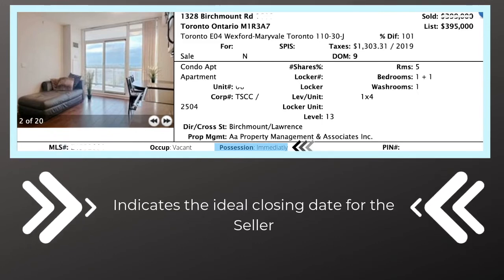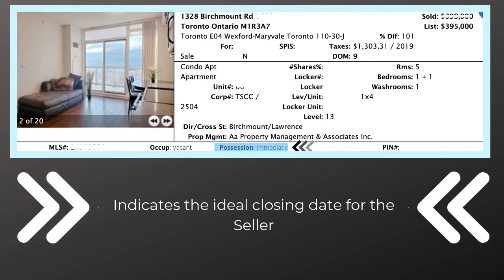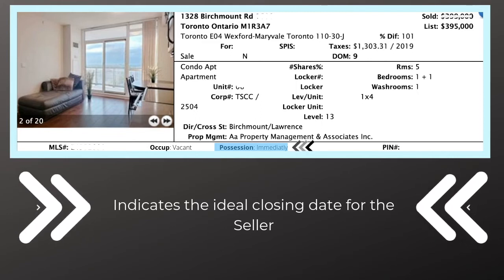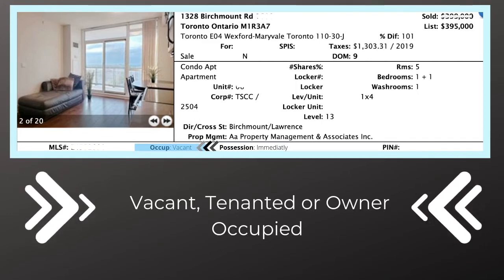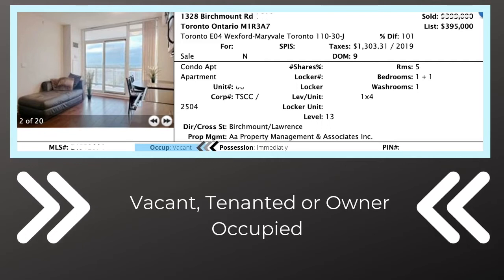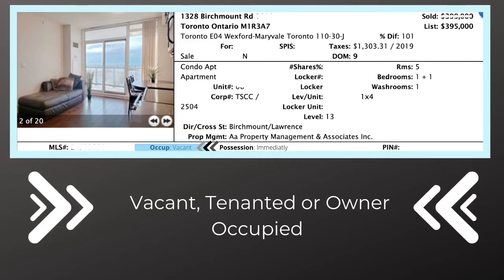The next one is the possession date. This is the ideal closing date for the seller. Here we have the occupancy. Is it currently vacant, tenanted, or is it owner occupied?